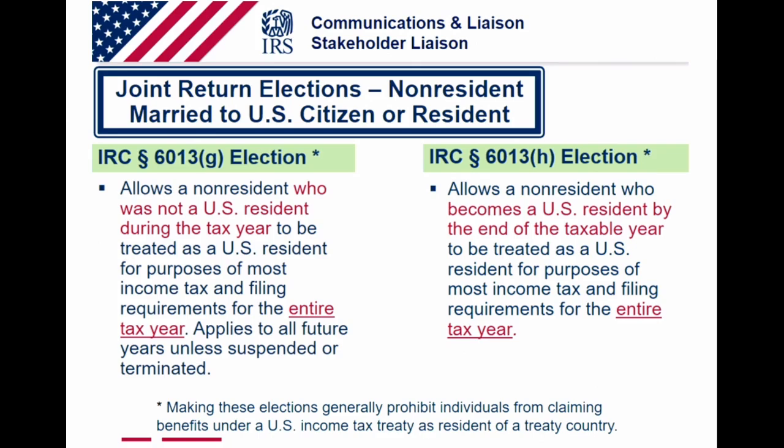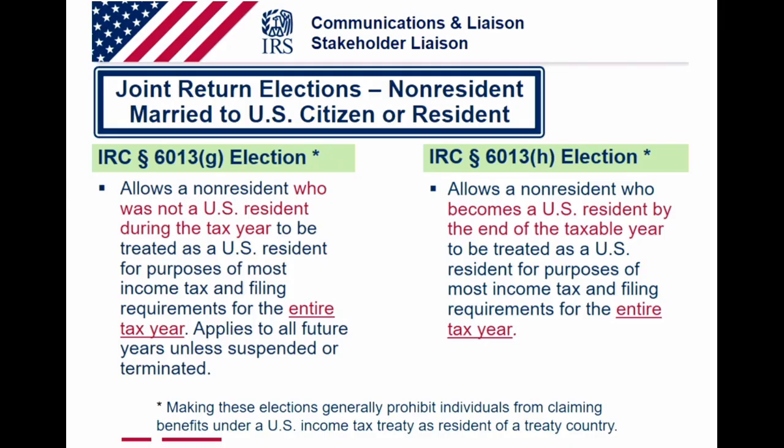Now let's talk about the joint return election under Section 6013(h). The joint return election under Section 6013(h) affords a non-resident who's married to a U.S. citizen or resident and who becomes a U.S. resident by the end of the tax year the ability to be treated as a U.S. resident for income tax purposes for the entire taxable year. If the election is made, then the worldwide income of both spouses is, in general, subject to U.S. income taxation for the entire taxable year.